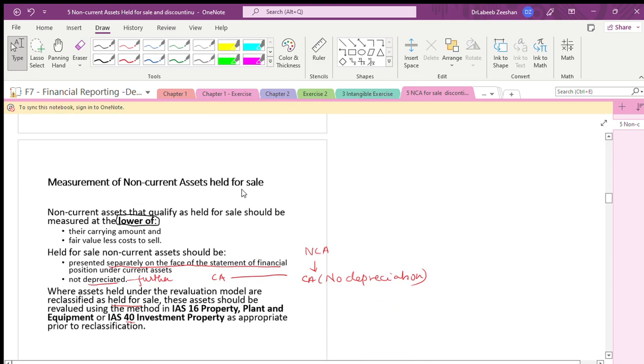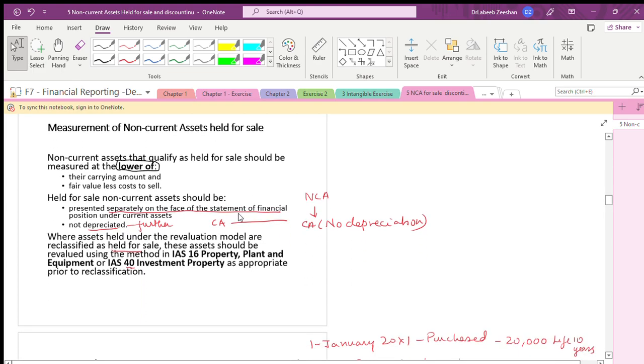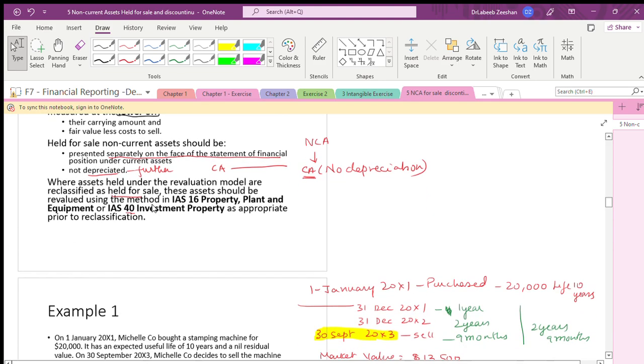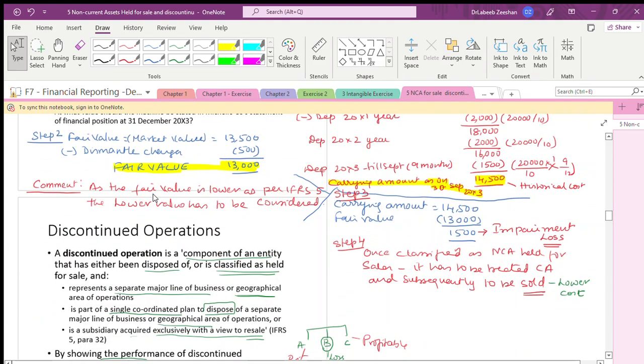These are the basic conditions of non-current assets held for sale. What is the measurement? It should be measured at the lower of carrying amount and fair value less cost to sell, and presented separately. If it is held for sale, it is presented separately and not depreciated. You should not do any depreciation, because you have to convert it into a current asset. On current assets, we don't calculate depreciation. Is it right? That's example one.